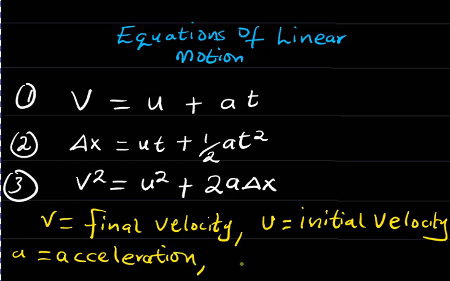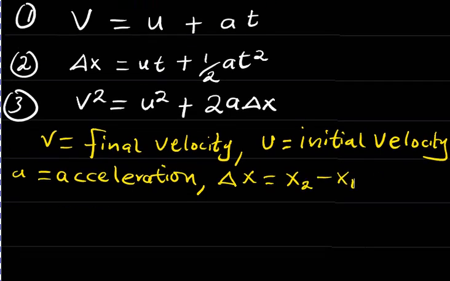So delta x is the change in distance, which is the final distance s2 minus the initial distance s1. T, we already know, is time. I guess that is it. So that's all. Let's look at the derivation.